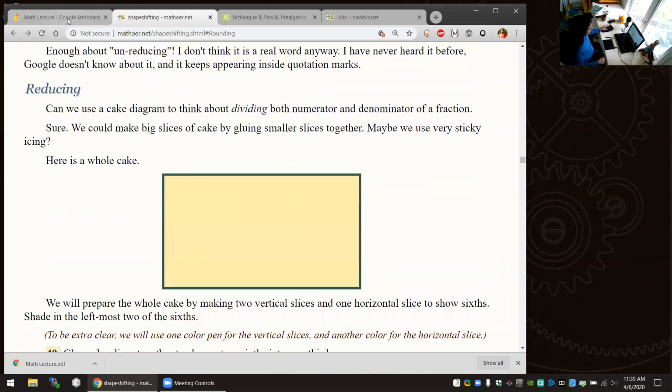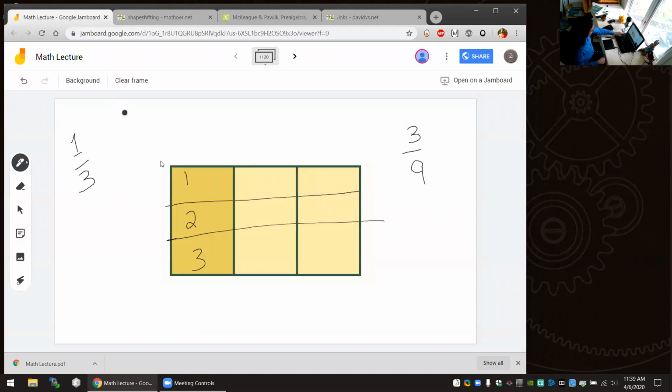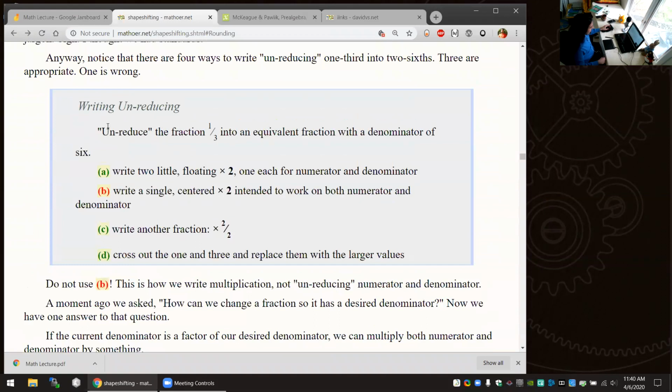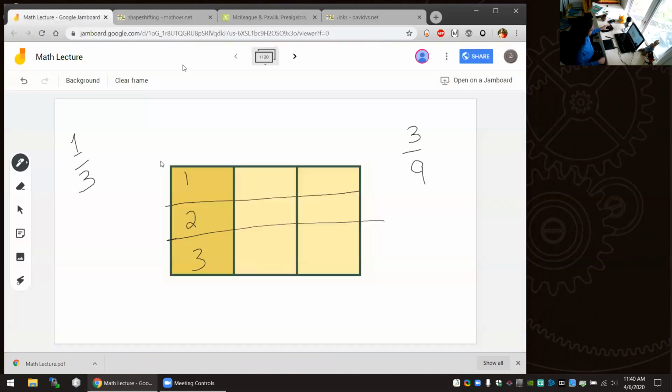So that would be reducing. Reducing would be the same thing, except I hit undo. I'm erasing the lines across the middle of my cake. So instead of 3/9, I'm back to 1/3. Again, for some people, the pictures help. For other people, it makes it annoying. I want to talk about this part, though, because this is where things actually matter for writing.